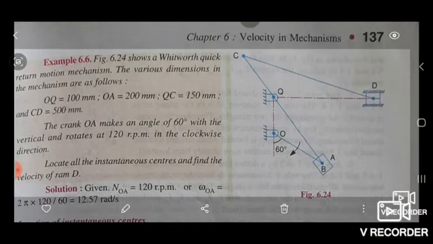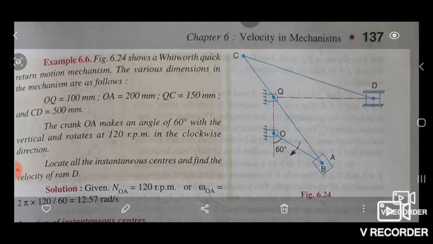Next example. This figure shows a Whitworth quick return mechanism. The various dimensions in the mechanism are as follows: OQ equal to 100 mm, OA equal to 200 mm, QC equal to 150 mm, and CD equal to 500 mm.